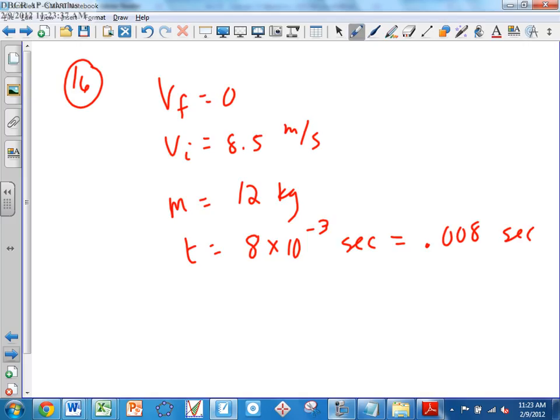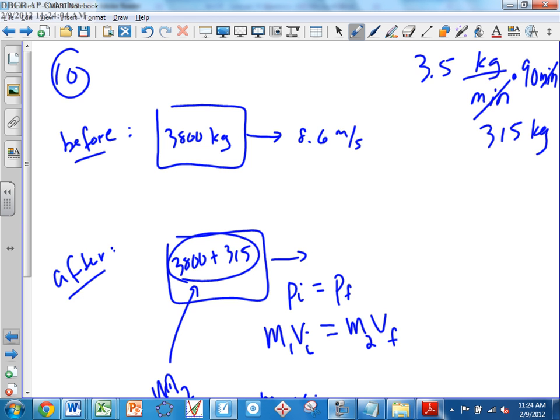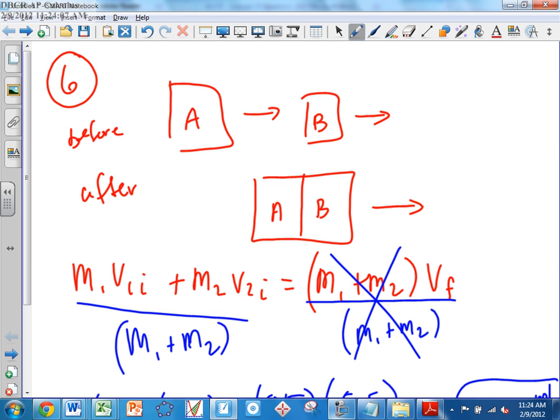The first part says, what is the impulse given to the nail? The second part says, what is the average force? Remember, F delta T, which is impulse, equals M delta V. This is our impulse equation. You don't have to memorize it, you'll be given this one. Again, you're going to be given M1V1 plus M2V2 equals M1V1 plus M2V2 with initial and final.